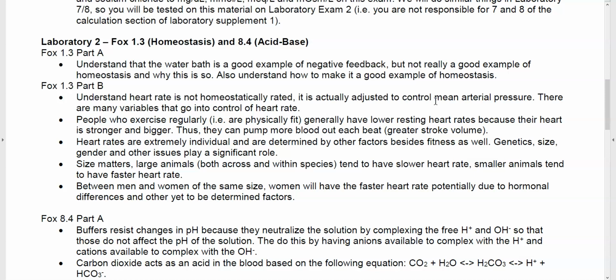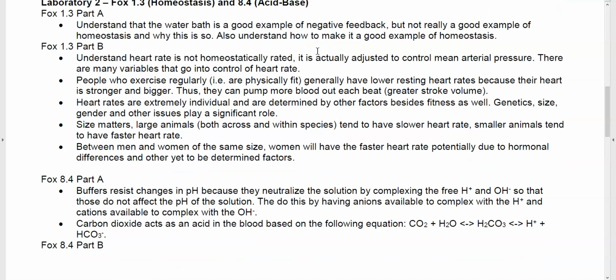Body size matters within species. Smaller people tend to have faster heart rates, just like smaller animals in general tend to have faster heart rates. Women tend to have a faster heart rate than men, but we're not really exactly sure why. So if you factor out all the other things, women still tend to have a little faster heart rate than men. It's often cited as hormonal differences, but I'm not sure how well that's been studied versus just assuming it, since men and women have different concentrations of hormones, even though we have the same hormones, so that obviously could play a role.